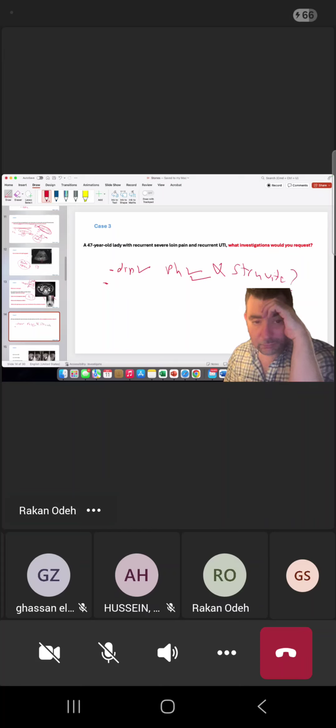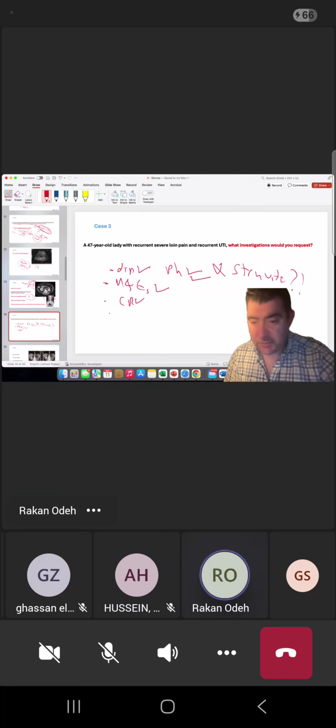For the bloods, I would do U&Es, calcium, urate and phosphate levels. I would also check CRP and white blood cells. I would check clotting if I'm planning for any surgical procedures. Scan, I would request a plain CT KUB to start with and take it from there.